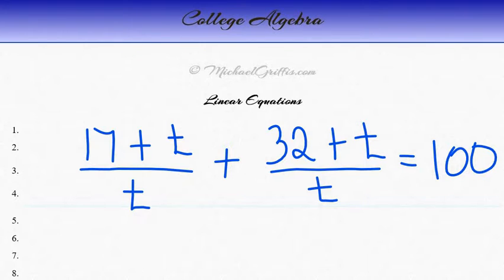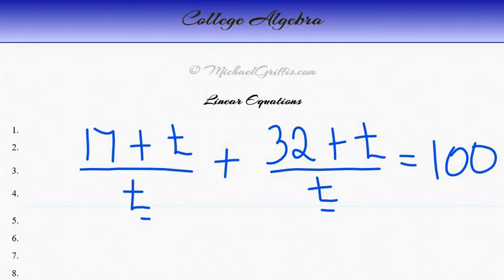We need to find the solution. We need to find the LCD is what we need to do. And the LCD in this particular problem is just t. Makes sense. See, we have a common denominator here, as you can see.